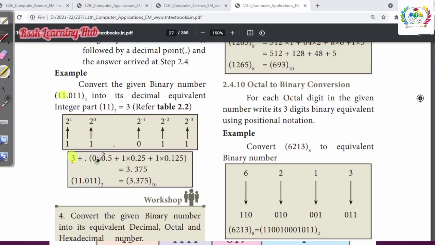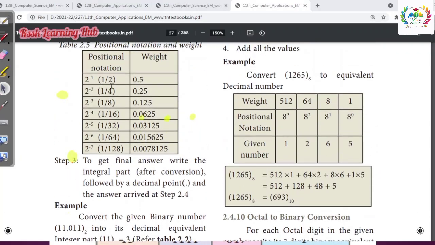Next for the decimal part, plus point. What is the value? 0 into 2 power minus 1. Next is 2 power minus 2. Next is 2 power minus 3. Here, 0 into 2 power minus 1, 1 into 2 power minus 2, and 1 into 2 power minus 3. Everything will be added up. Now based upon the table, just refer to it. 2 power minus 1 means 0.5. 2 power minus 2 is 0.25. 2 power minus 3 is 0.125.